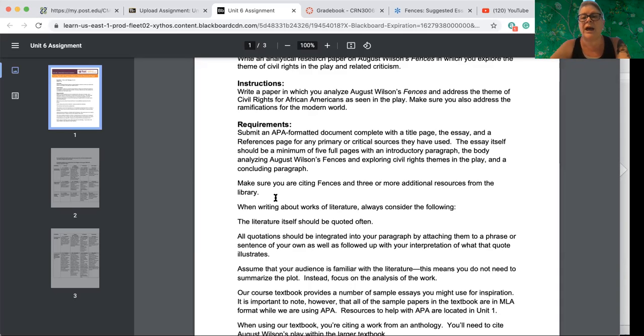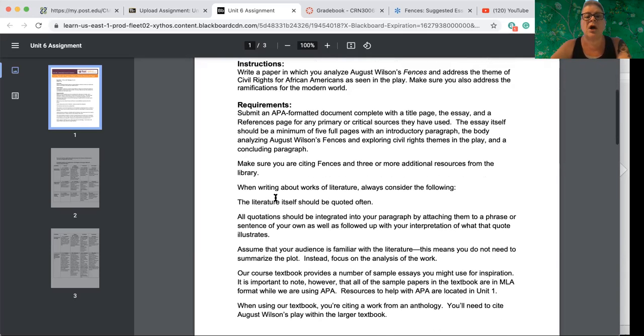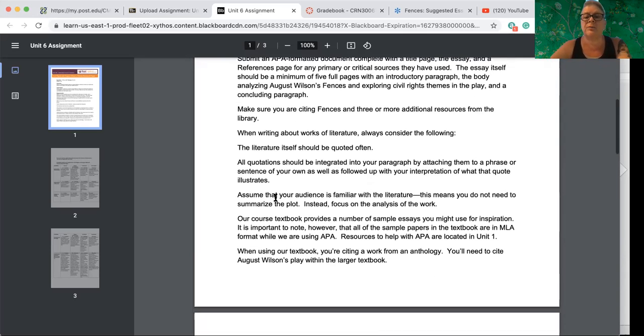Make sure that you have direct quotations from the play itself and that you are citing Wilson's play, and that you are also citing at least 3 other sources from our post library. Writing about works of literature, things to think about. Number 1, make sure you quote often from the literature. All quotations should be integrated into your paragraph by attaching them to a phrase or sentence of your own. You don't need to plot summarize. You want to assume that your reader, which is primarily me, is already familiar with the play, which I am.